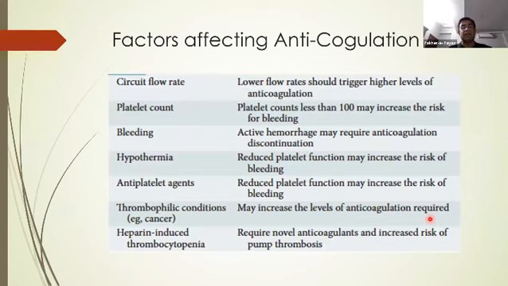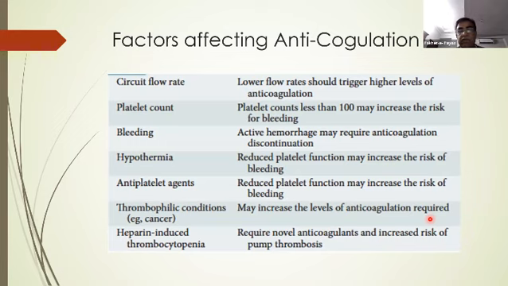Factors affecting anticoagulation levels. If we are keeping the circuit flow rate low, then we need to anticoagulate at a higher level, so we may need to increase the ACT. If the platelet count is less than 100, there is a big risk of bleeding. If there is active hemorrhage, it may require even discontinuation of the anticoagulation. See, we can't bleed the patient to death. So we can stop anticoagulation for a while, secure the bleeding, and then restart the anticoagulation.